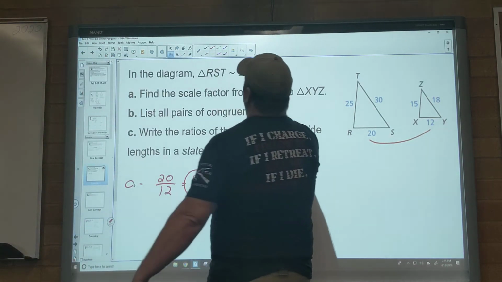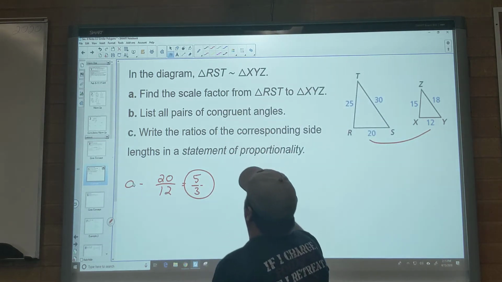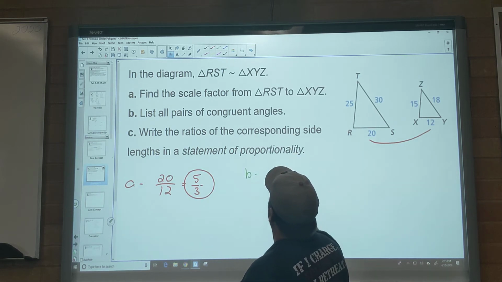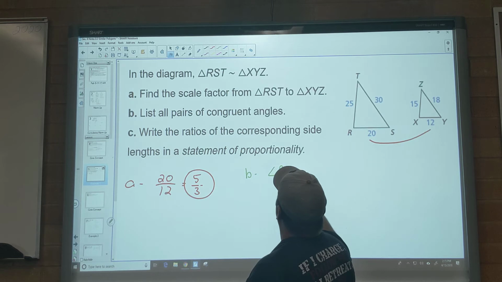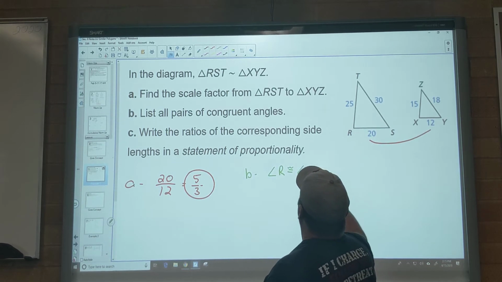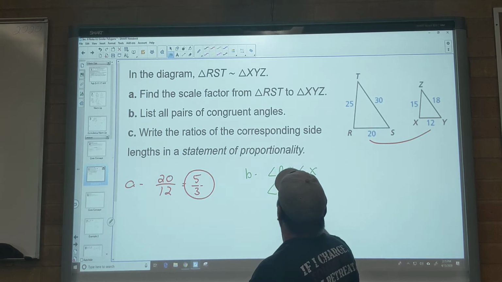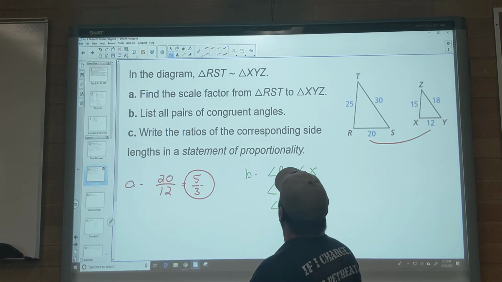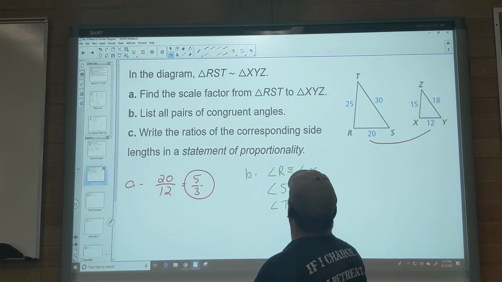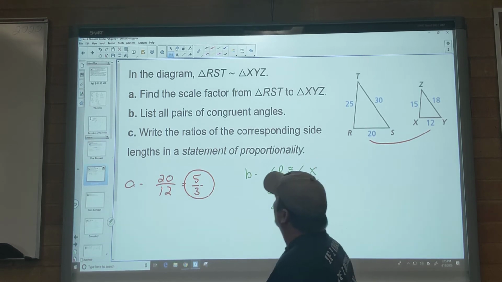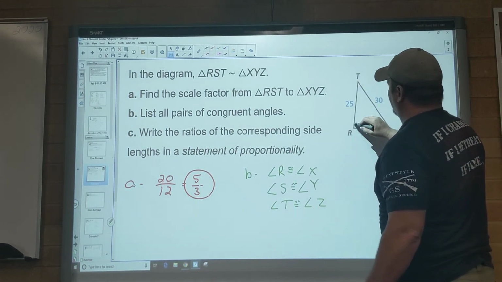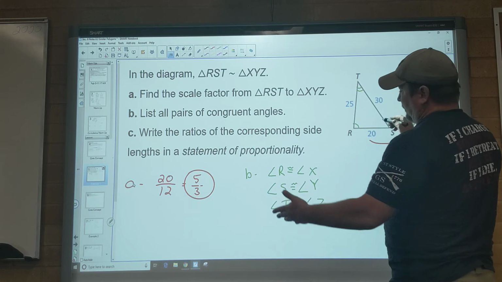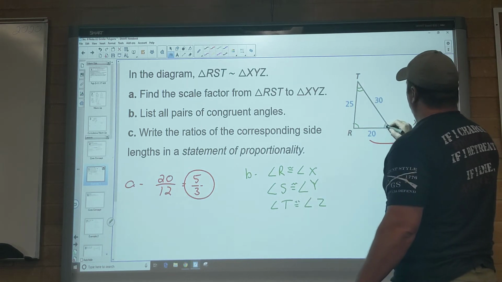Okay, number 2, list all pairs of congruent angles. Well, up here, they're going to tell us the angle, so we're going to list them accordingly right here. So I'll do this in green. This is B. Angle R will be congruent to angle X. Excellent. Angle S will be congruent to angle Y, and angle T will be congruent to angle Z. And we could even put the markings on there. So R, X, T, that was our last one, and Z, and I'll do 3 marks with that.